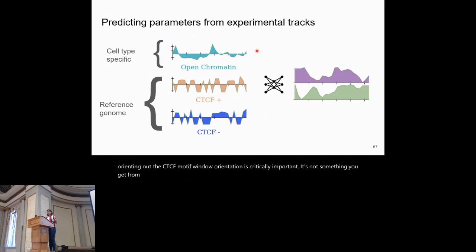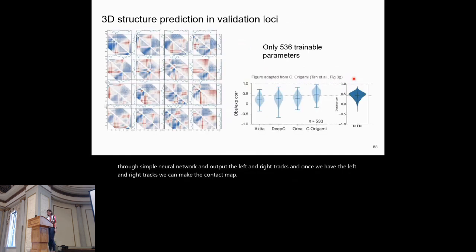ChIP-seq data doesn't know which way it's facing. So we basically use the sequence information to orient the ChIP-seq track. You put it through a simple neural network, and output the left and right tracks. And once we have the left and right tracks, we can make the contact map. So here are some examples of how this works.